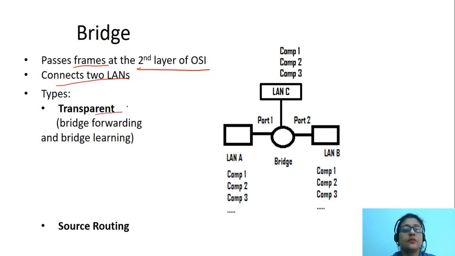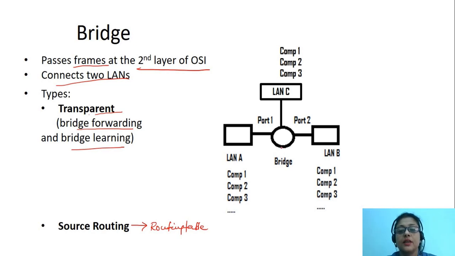In transparent bridge, the nodes that are connected to the bridge do not have any idea of the existence of the bridge. They understand it by the bridge forwarding and learning techniques which we are going to learn. And in source routing bridge, there is a routing table which has the proper route that the bridge must follow for routing the frames coming from one computer to the other.